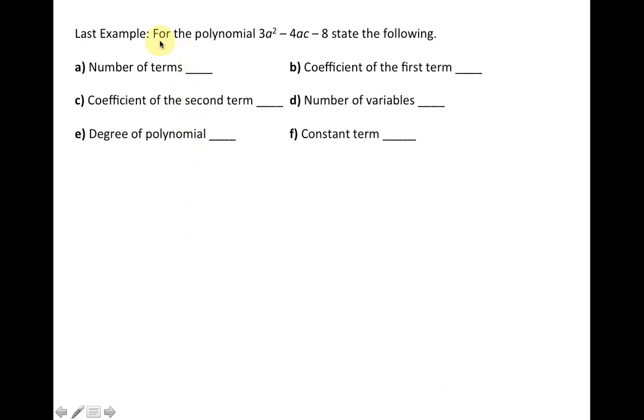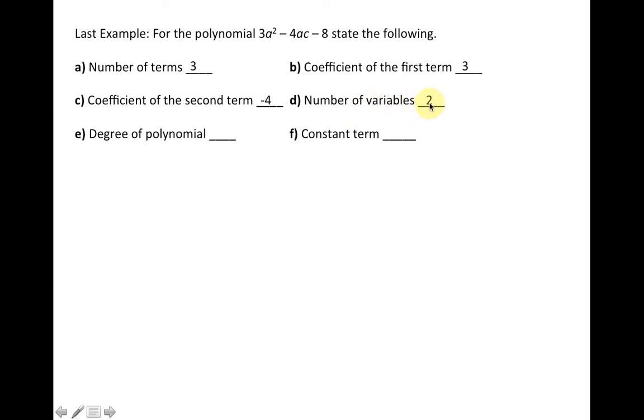Last example here, so let's consider the polynomial 3a squared minus 4ac minus 8, and we want to state the following. First of all, how many terms are there? 1, 2, 3. Secondly, what is the coefficient of the first term? The first term is 3a squared, so the coefficient is 3. The coefficient of the second term is, here's the second term, the coefficient is negative 4. So don't forget to take the sign that goes with it.